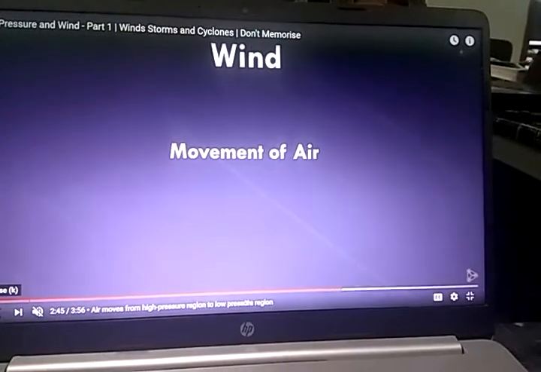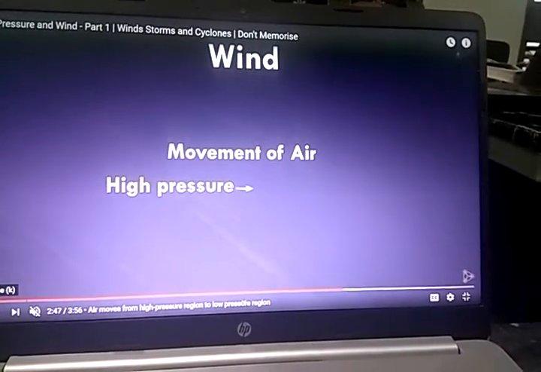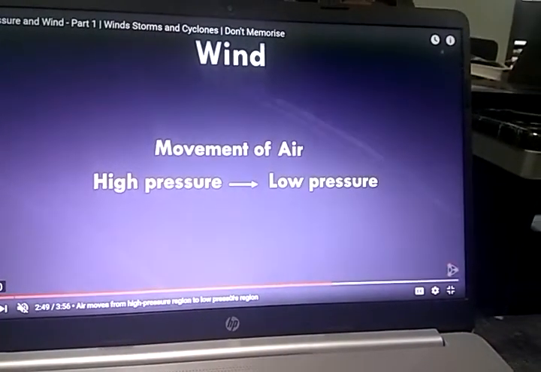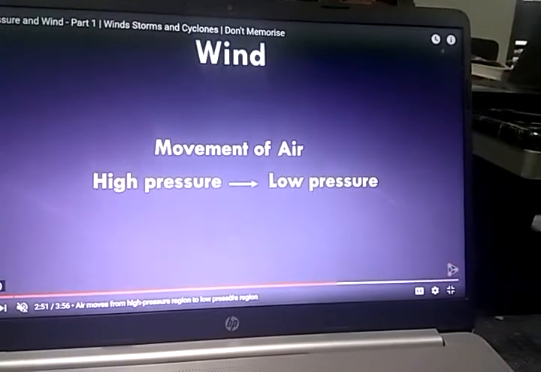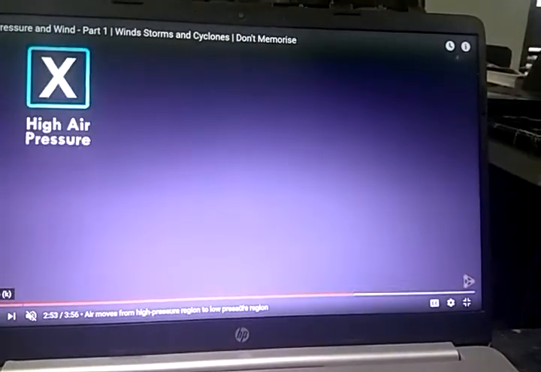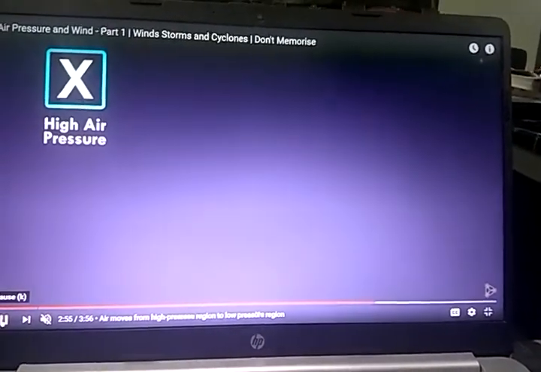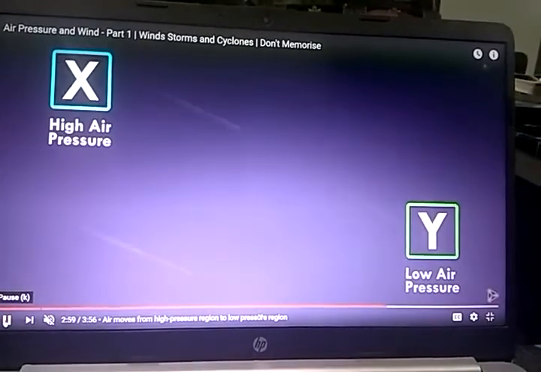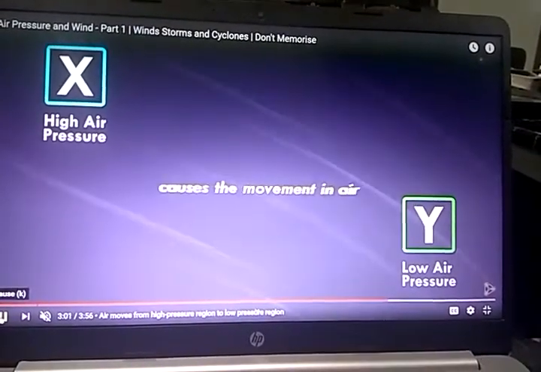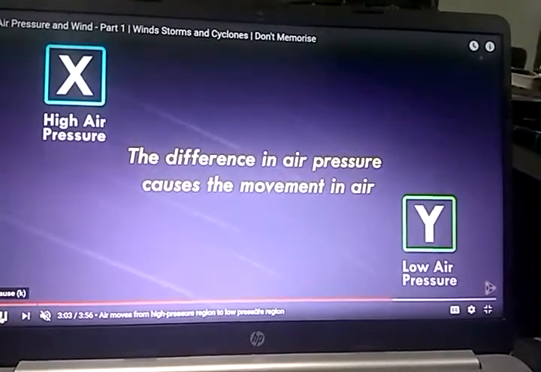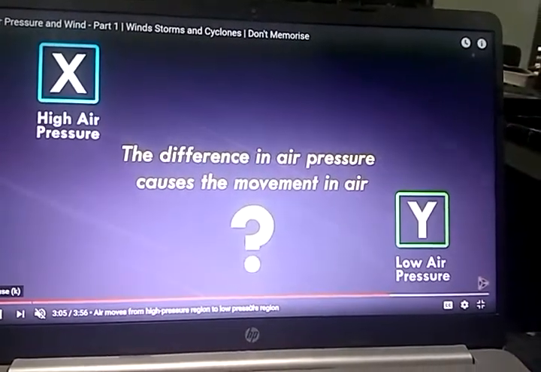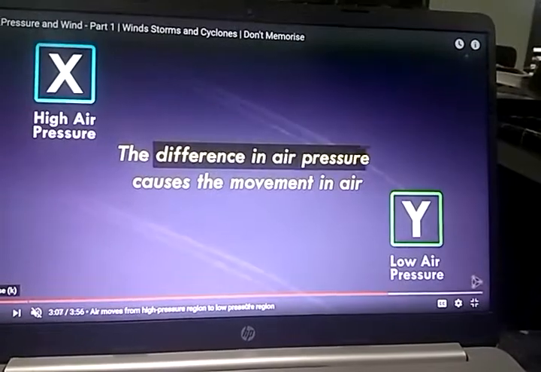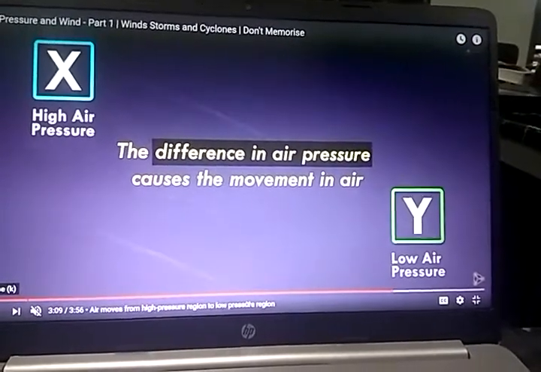So our concept: movement of air is always from high pressure to low pressure. You see high air pressure is there, low air pressure is there. You see the direction. Then a difference is created. So difference in air pressure causes the movement in air.